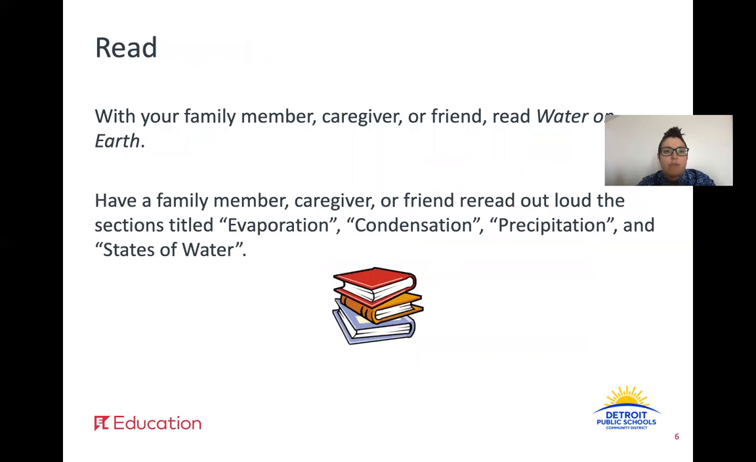First, read Water on Earth with your family member, caregiver, or friend. Then have them reread aloud the sections titled Evaporation, Condensation, Precipitation, and States of Water. You'll be working closely with these sections of the text today. If you'd like, go back to the Lesson 1 video to hear the text read aloud to you. Pause here and do your reading.